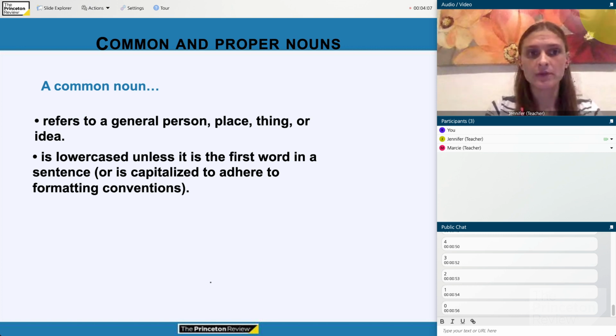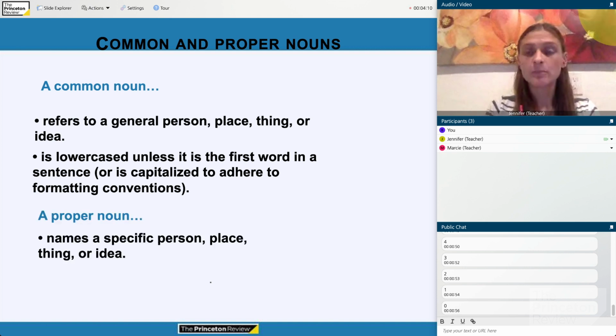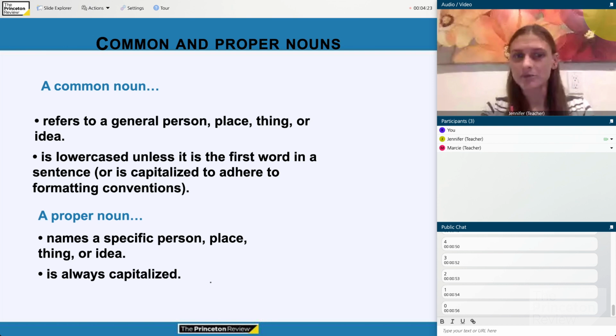And then we've got the proper noun. A proper noun is going to refer to a specific noun, someone or something that is specific. And you're always going to capitalize your proper nouns. So let's take a look at some common and proper nouns in context here.